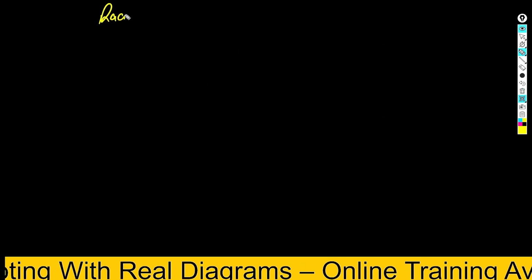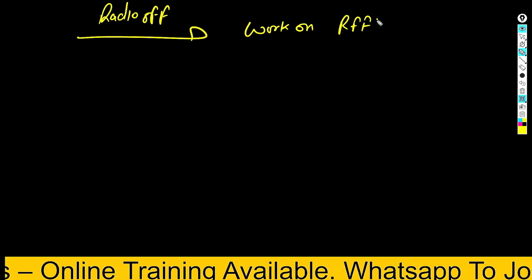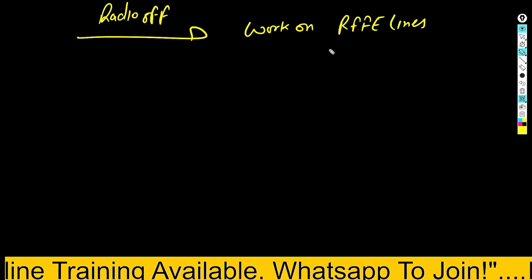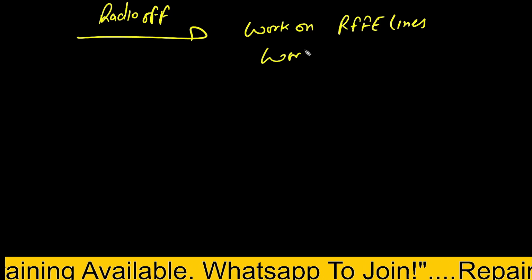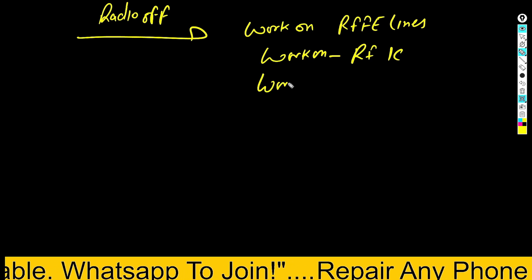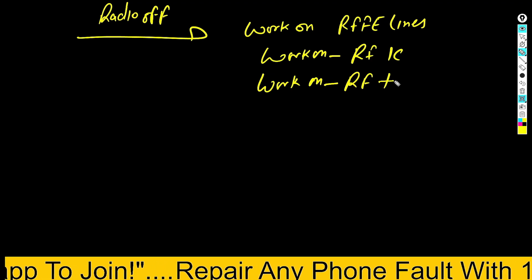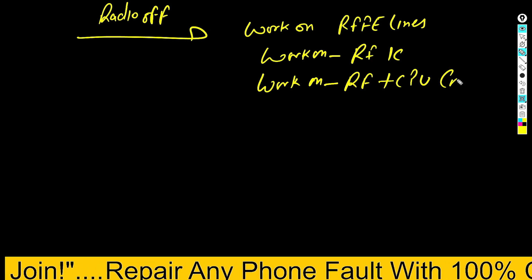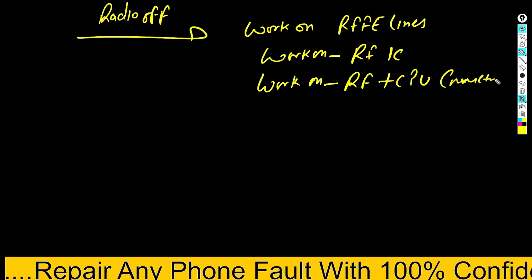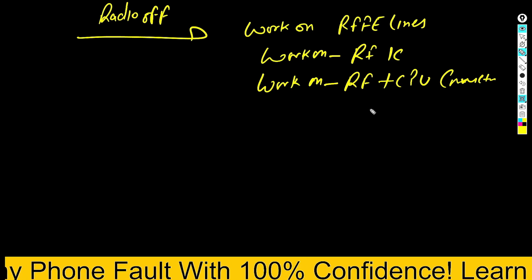In a radio off, right, our first priority work on RFFE lines, second work on RFIC, and then work on RF plus CPU communication, right? So we check one by one these things, right?